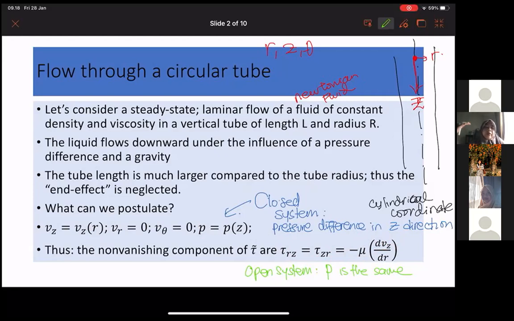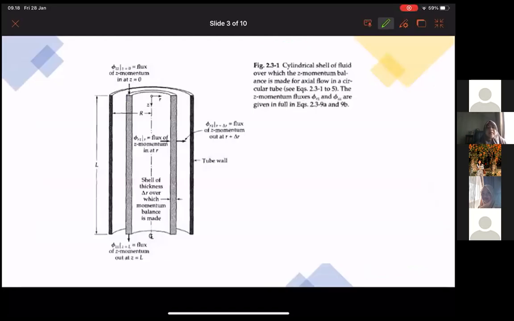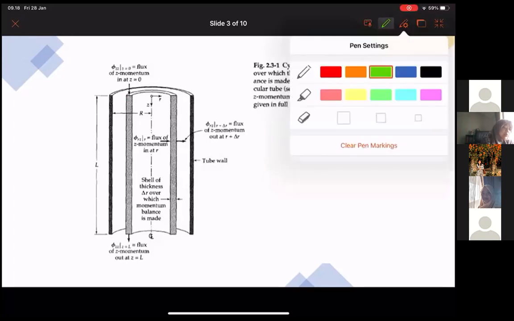Okay, so it is quite similar to the previous one, but first we have to change the coordinates, and then be careful to again identify which are the non-vanishing velocity components. So the first one we identify.